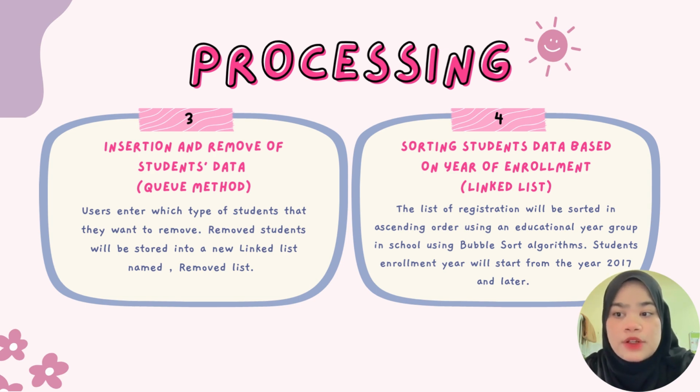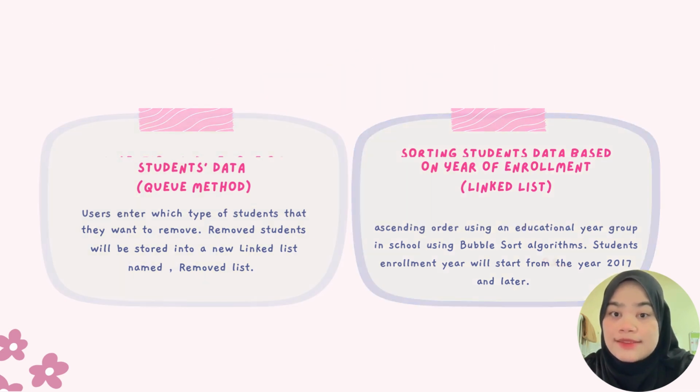So next is sorting students' data based on year of enrollment. The list of registration will be sorted in ascending order using an educational year group in school using bubble sort algorithm. Student enrollment year will start from the year 2017 and later.